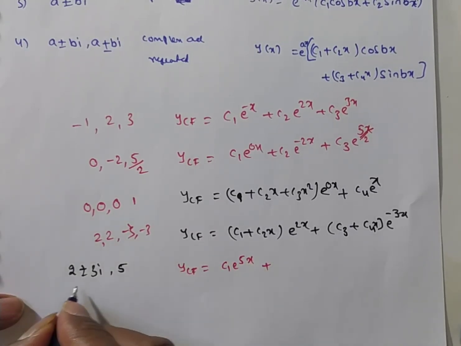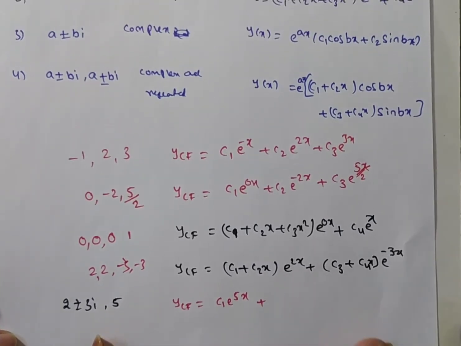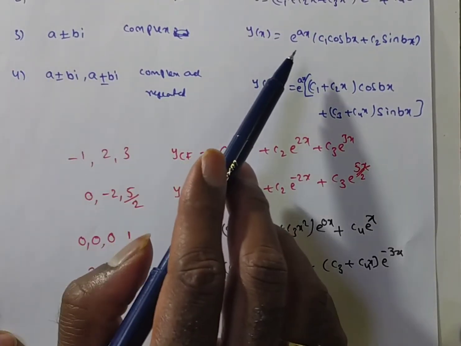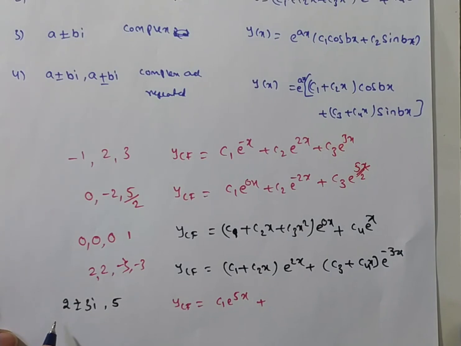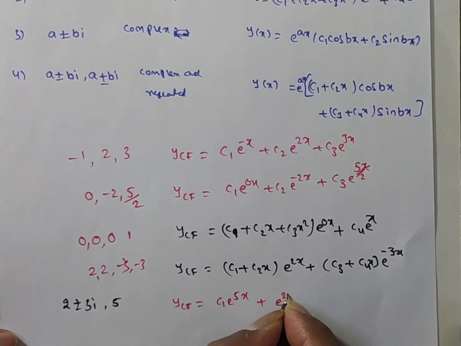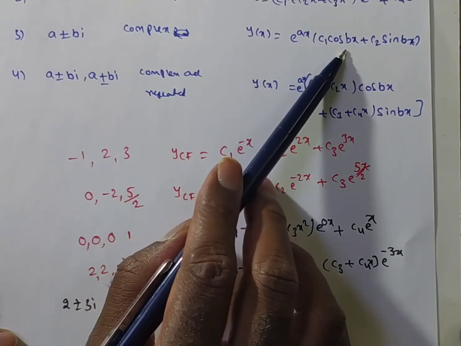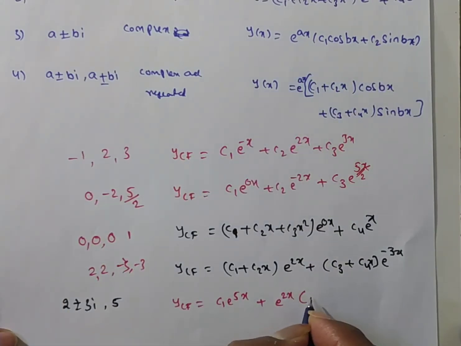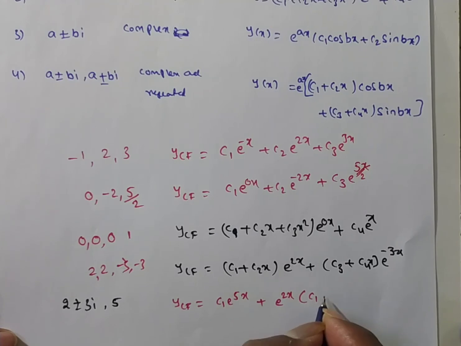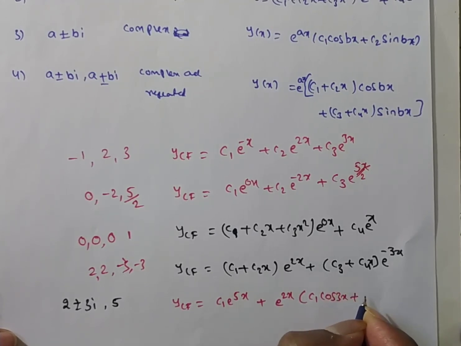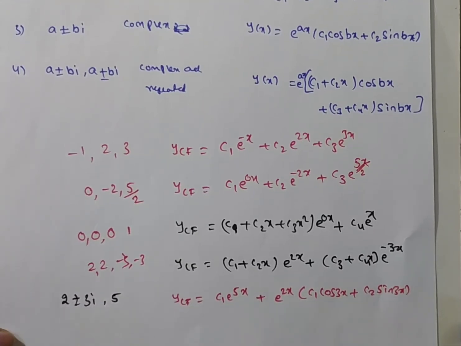Next, 2 plus or minus 3i is in the form of a plus or minus bi. So what are you writing? e^(ax). What is a here? 2. So e^(2x) into, here bi, then (c1 cos bx + c2 sin bx) you are writing. So write down, b is here 3. So c1 cos 3x + c2 sin 3x. That's it. Okay. Is it clear for everyone? When the complex root came and the real root is also added.